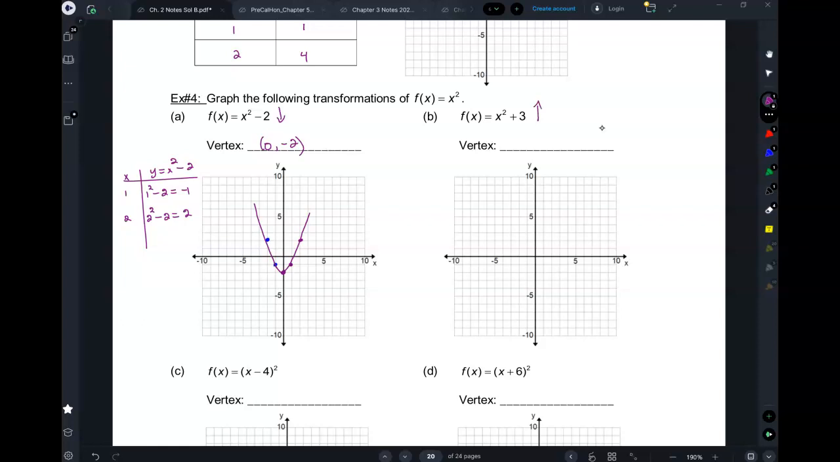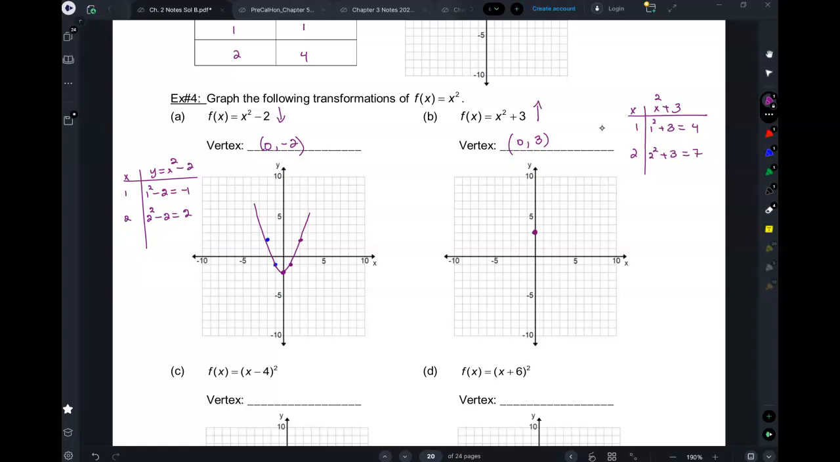Where is the +3 going to move it? Up 3. So the new vertex is going to be up 3 at 0, 3. Now, x and y. I'm going to pick 2 points to the right. So here it's x equals 1, x equals 2. And I'm going to plug them in here. 1 squared plus 3, 4. 2 squared plus 3, 7.